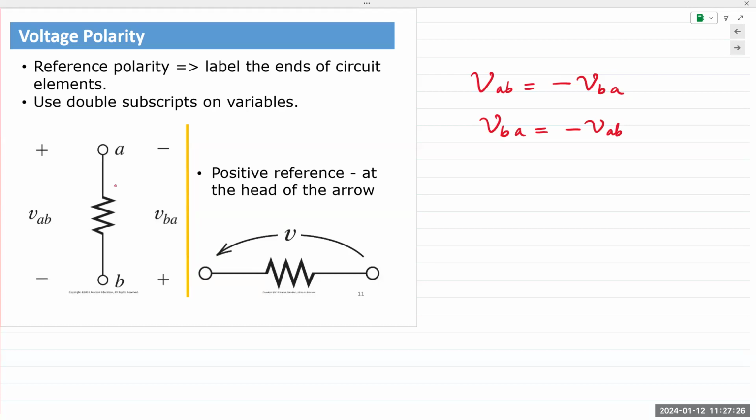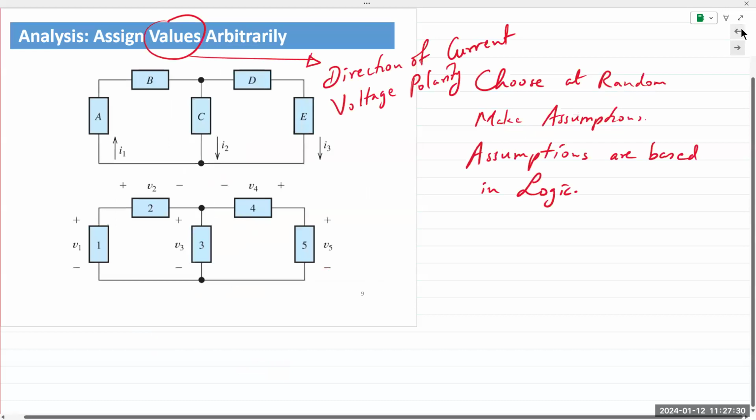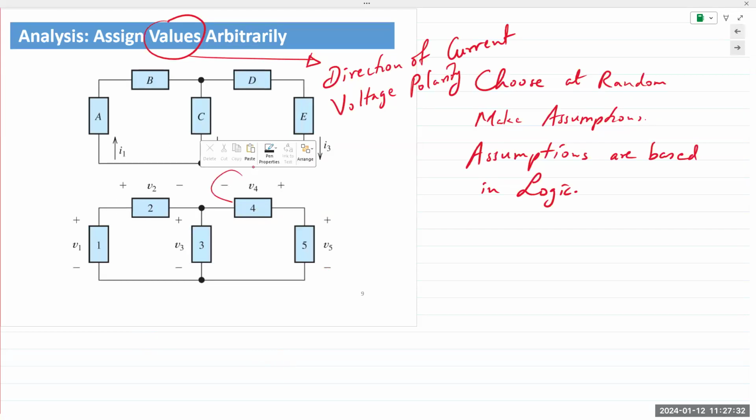So right now, not in this example, but if you go to the previous example where we assign voltages randomly, right? So let's say V4. V4 has a minus on the left and a plus on the right. You'd perform your analysis, you'd apply like KCL, KVL, whatever techniques we want to, and we arrive at an answer of V4 is equal to minus 5 volts. Some other student might choose this polarity.